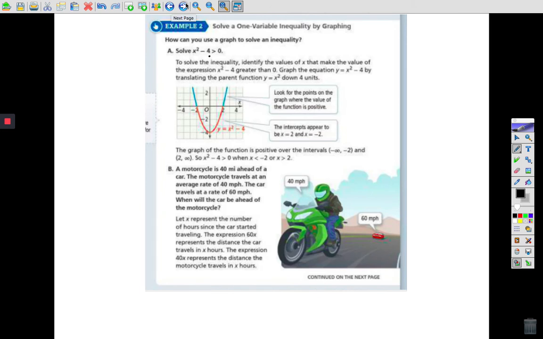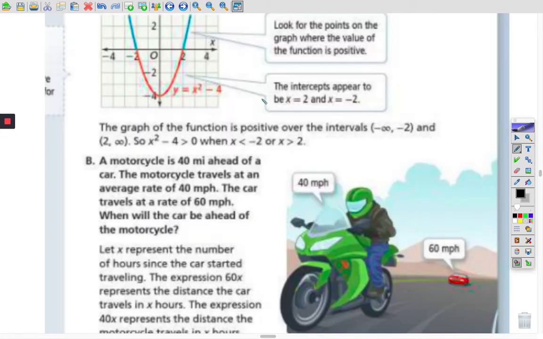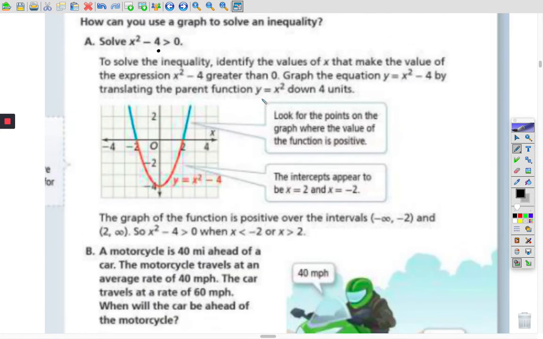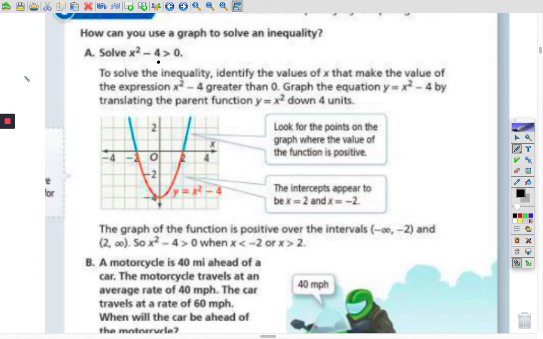Next example says, how can you use a graph to solve an inequality? They tell us to solve x squared minus 4 is greater than 0. To solve the inequality, identify the values of x that make the value of the expression x squared minus 4 greater than 0. Graph the equation y is equal to x squared minus 4 by translating the parent function down 4 units. Little hint they gave us, look for the points on the graph where the function is positive.